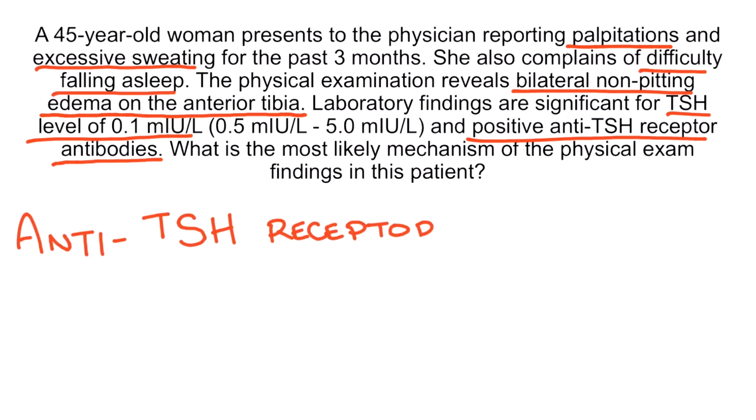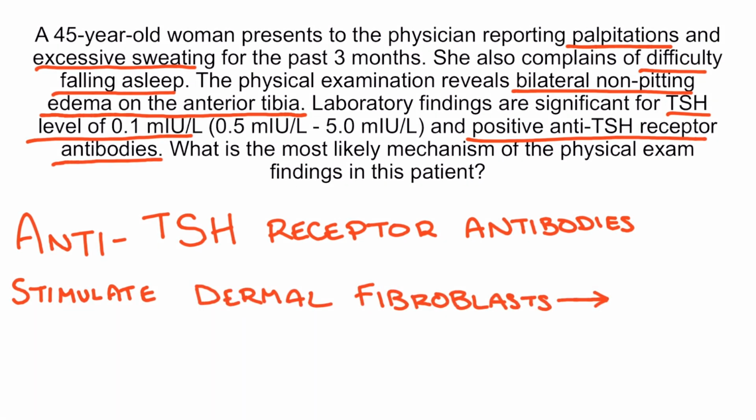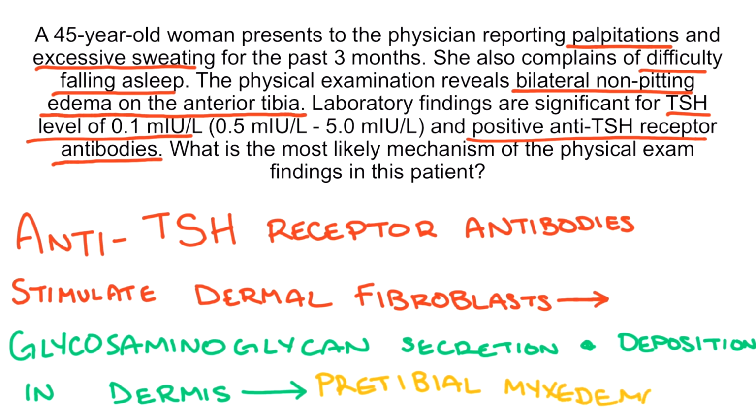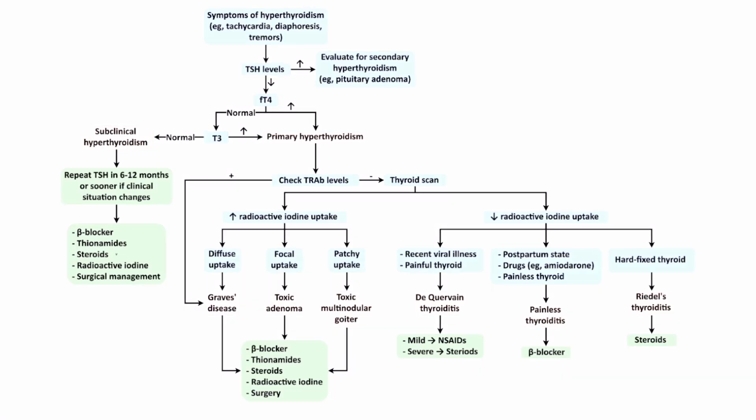Anti-TSH receptor antibodies stimulate TSH receptors on the dermal fibroblasts. Dermal fibroblasts in turn release glycosaminoglycans. The accumulation and deposition of glycosaminoglycans in skin causes swelling and non-pitting edema known as pretibial myxedema. Let's move forward with a workup of hyperthyroidism.